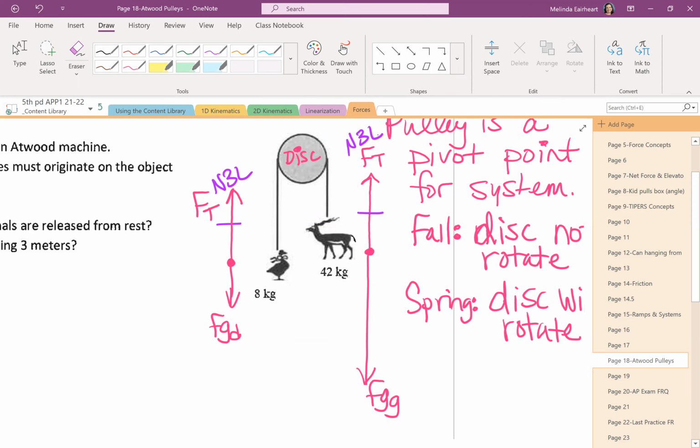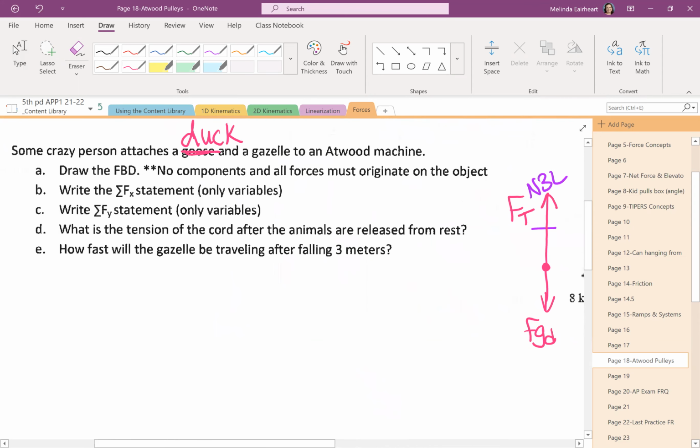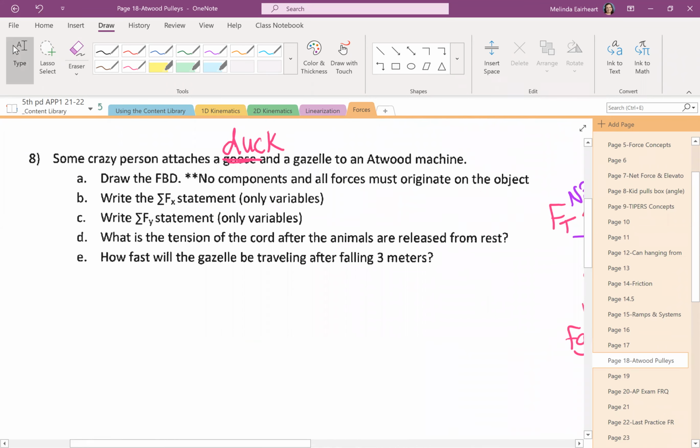Now that's it. There are no other forces acting on either object. Are either of them touching the disc that is serving as our pulley? No one's touching. It's gravity and a string. Boom, done. And the next thing, by the way, I haven't even read the problem. A crazy person attaches a duck and a gazelle to an Atwood machine. Check. Draw the free body diagrams. No components and all forces originate. Check, check. Write your F_Net statements in the horizontal and vertical.